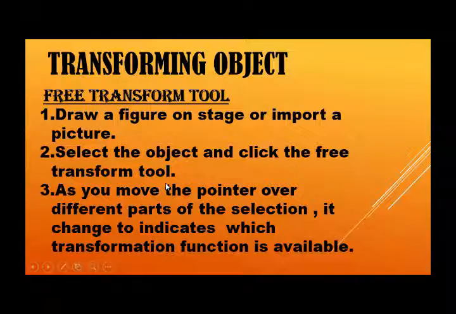First you have to draw a picture on the stage if you want, or another way is that you import a picture from any drive of your computer. Then select the object and click the free transform tool. First you have to select the object and then from the toolbox select the free transform tool. As you move the pointer over different parts of the selection, it changes to indicate which transformation function is available.